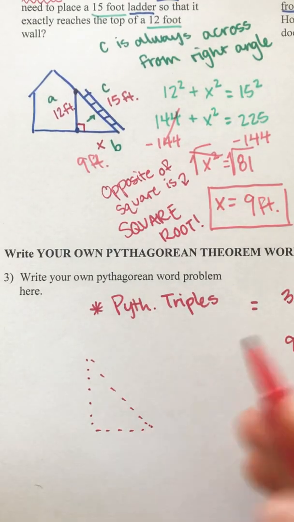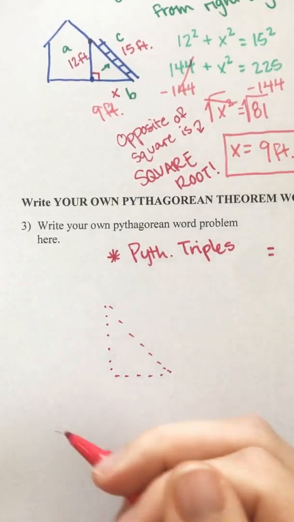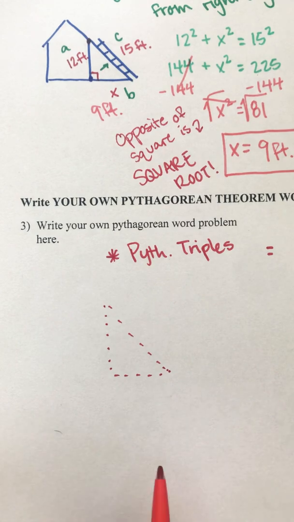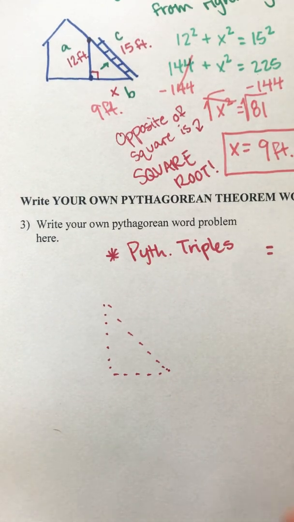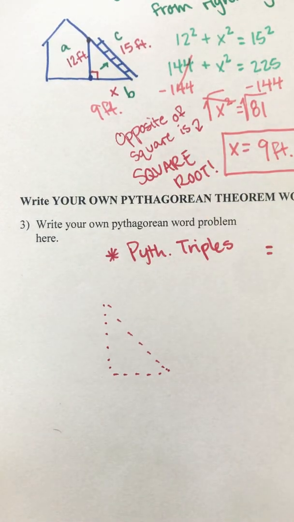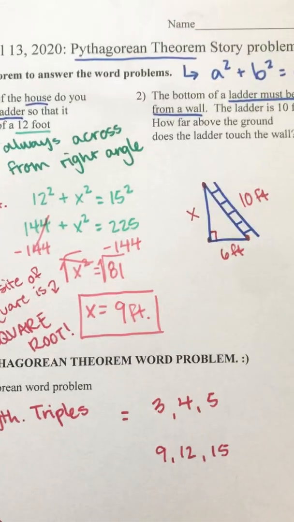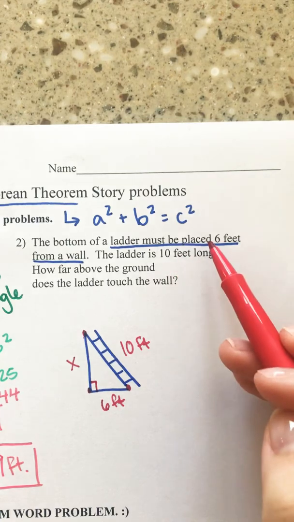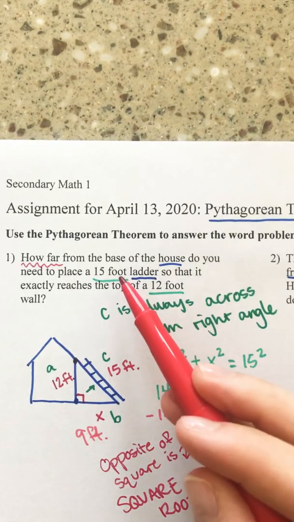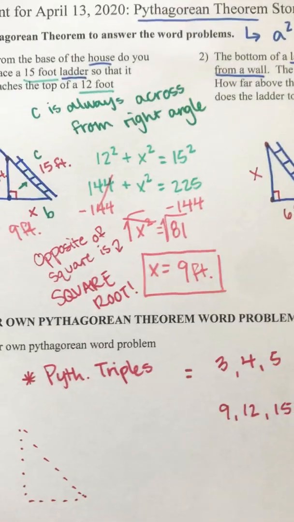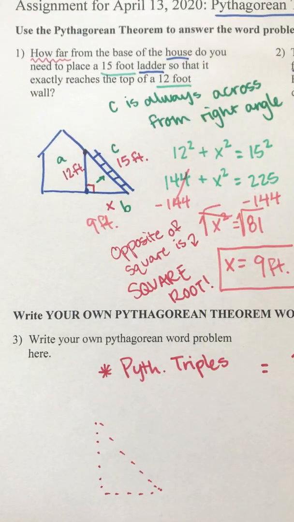This shouldn't be the work that I see though. I should actually see words, so that when I'm grading your paper, I should be able to plug in your word problem and solve it. Look up those Pythagorean triples and use those, like 10 feet, 6 feet, notice 15 foot, 12 foot, in your very own word problem. You guys get to be creative on this one. You just have to finish number 2 and then write your own word problem and you are good to go.